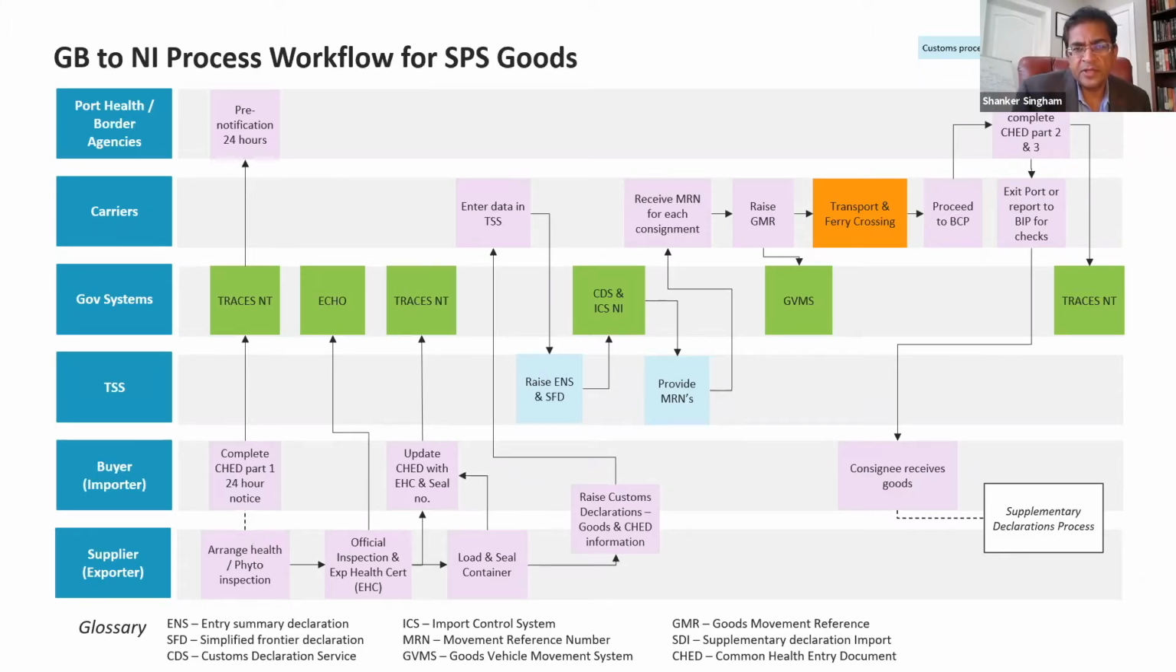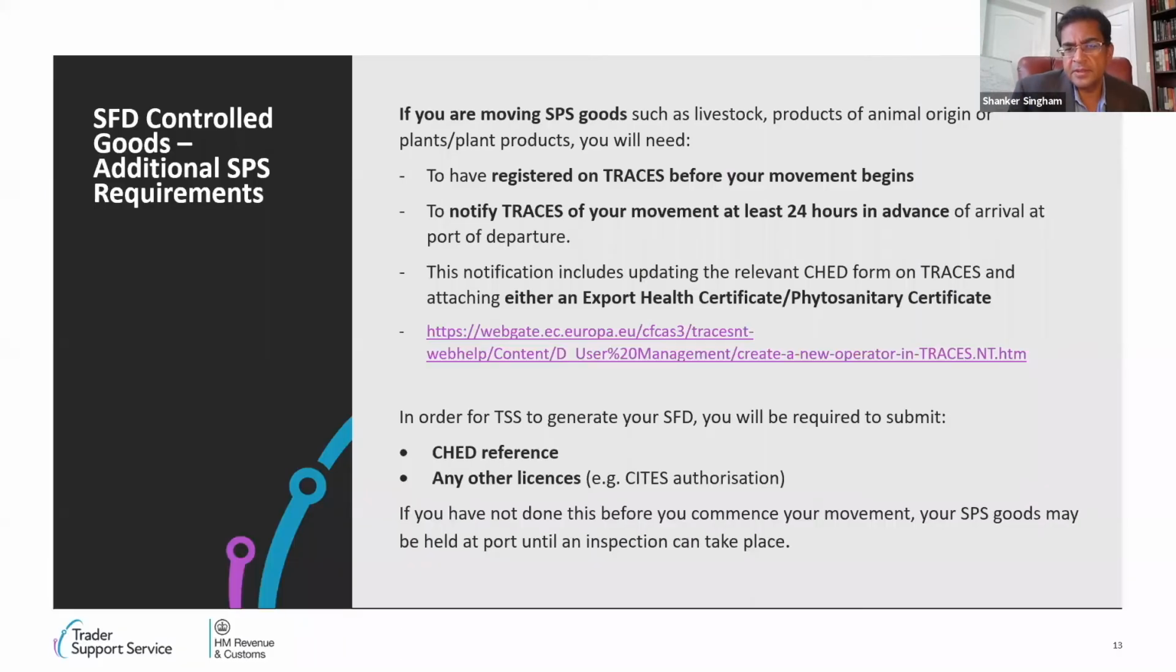A lot of the rest of this goes on under the radar. So you're looking at some TSS systems, other government systems, other government databases. You're looking at what the carrier has to do, and what the port health and border agencies have to do. If we go to the next slide, please.